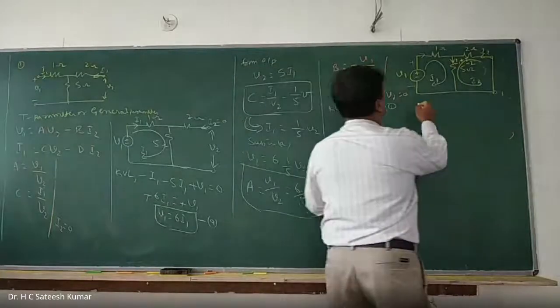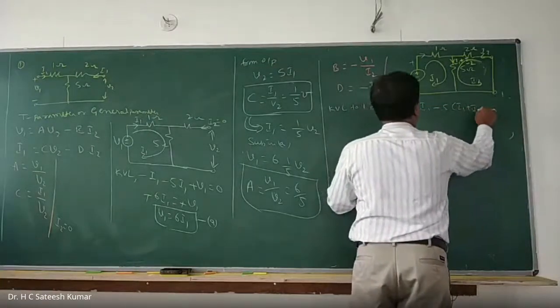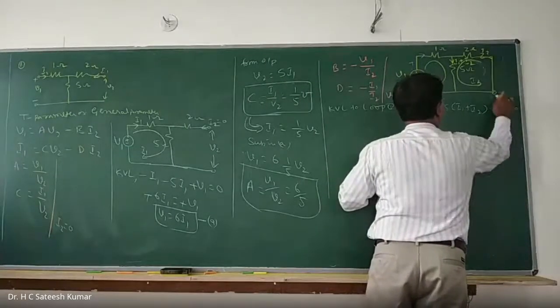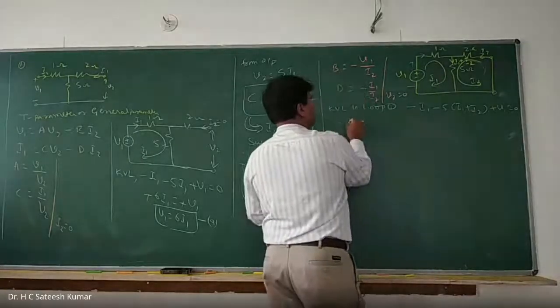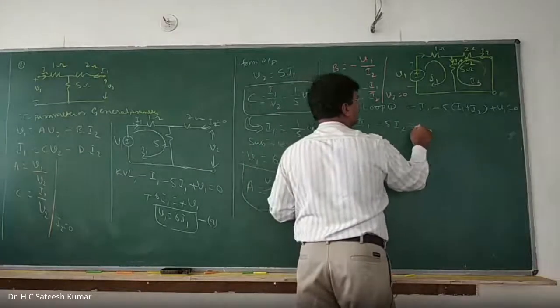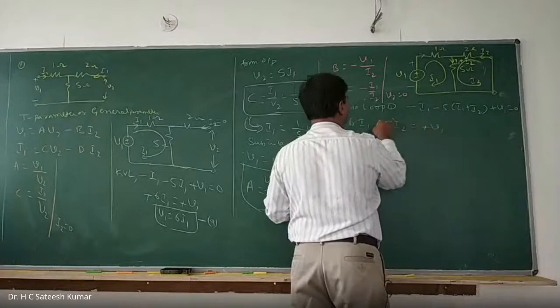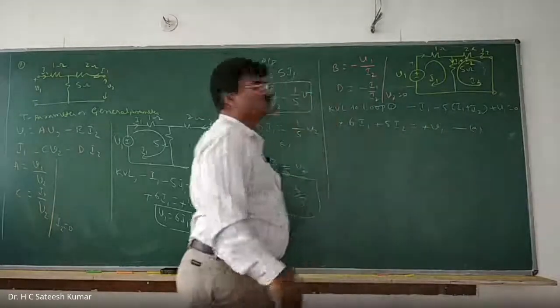KVL to loop 1, what will you get? Minus 1 into I1, minus 5 into I1 plus I2, plus V1 is equal to 0. I don't know what I want, I am just applying KVL. So minus 6I1 minus 5I2 is equal to minus V1. Call this equation A. I didn't get anything, go for the second one.